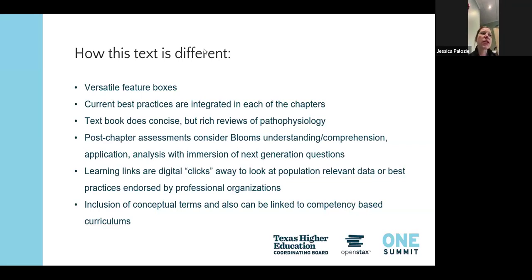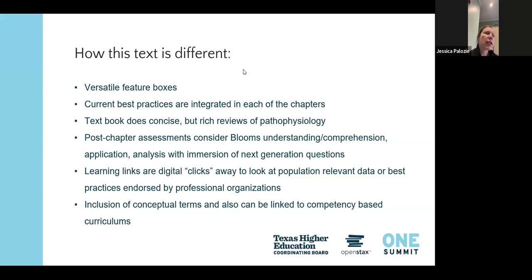Also, for learners, part of trying to motivate learners to be active in their learning, we have worked very hard to have really strong post-assessment questions. We follow best practices for Bloom's taxonomy with higher level application and analysis questions. We also have digital clicks because our current learning population, at least in mine, are very digitally savvy and they like to click and see things. So we've integrated that to look at population data.